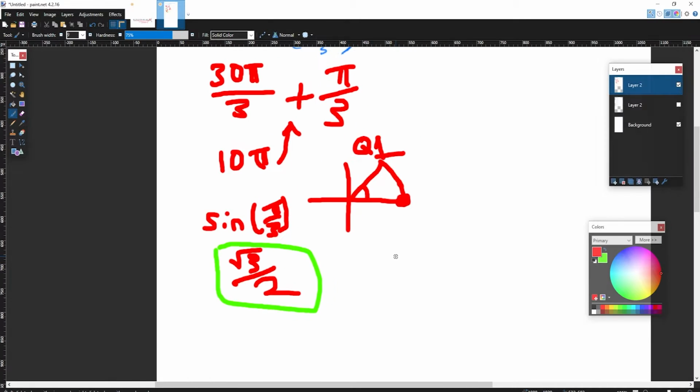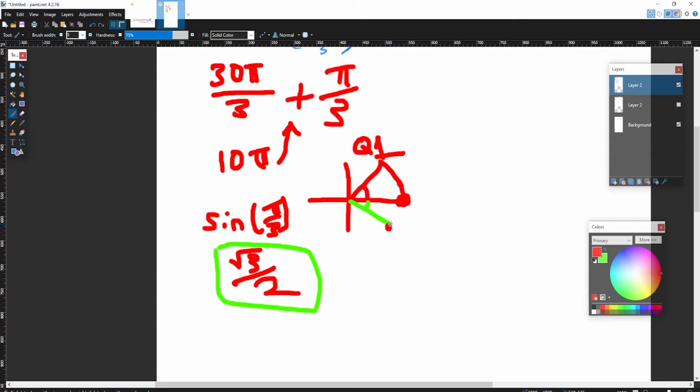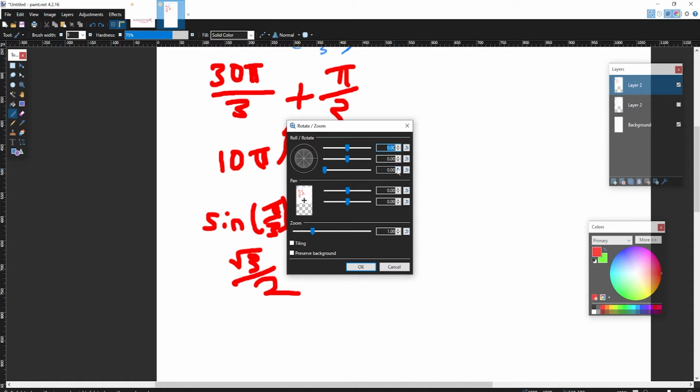Before we submit the answer, we have to check the quadrant first. Since we're in the first quadrant, sine and cosine are both positive, which means we can just leave the answer like that. If the point were in the fourth quadrant, for instance, if it were here, then this would have been a negative root 3 over 2. But it's not, since it's in the first quadrant, sorry.